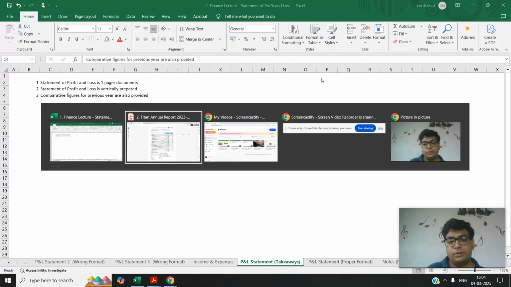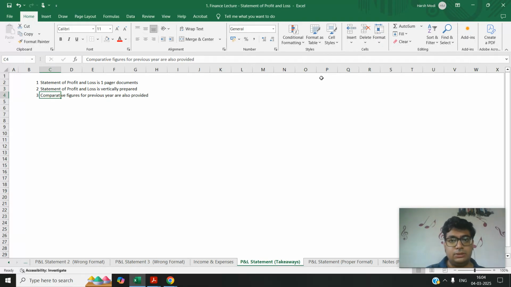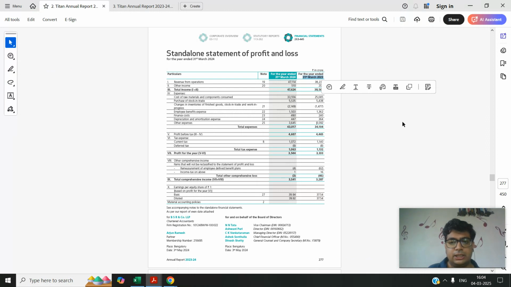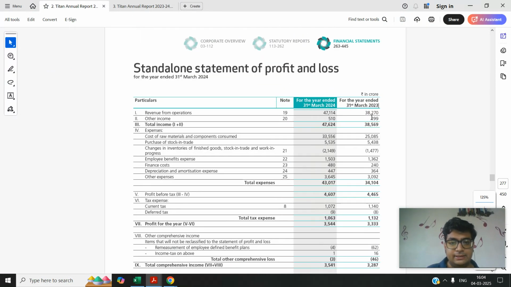So guys, before we dive into each of the headings in statement of profit and loss, these are just the key three takeaways that I want to highlight here. Statement of profit and loss will always be a one-pager document. It is prepared in a vertical format, and you also provide the previous year's figures for comparison. Now, without any further ado, let's start looking at each of these headings.